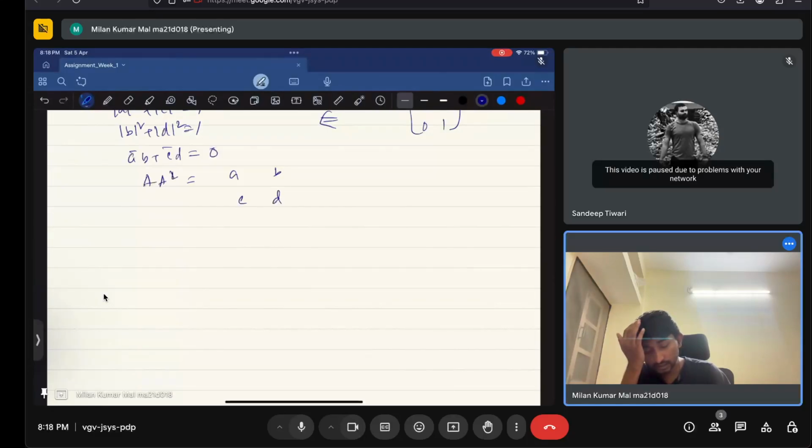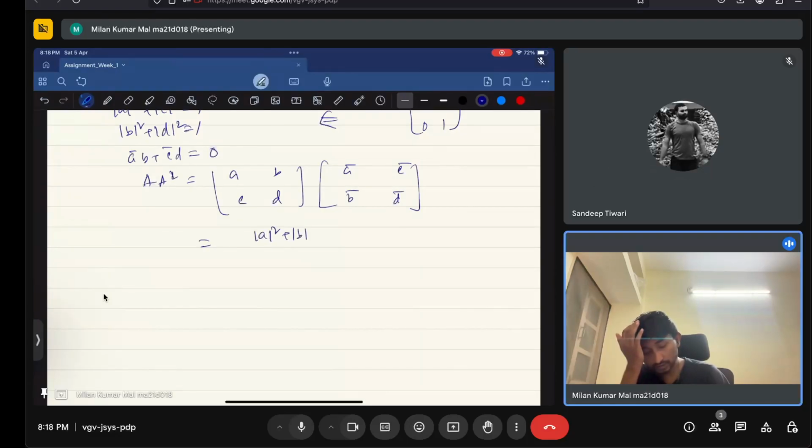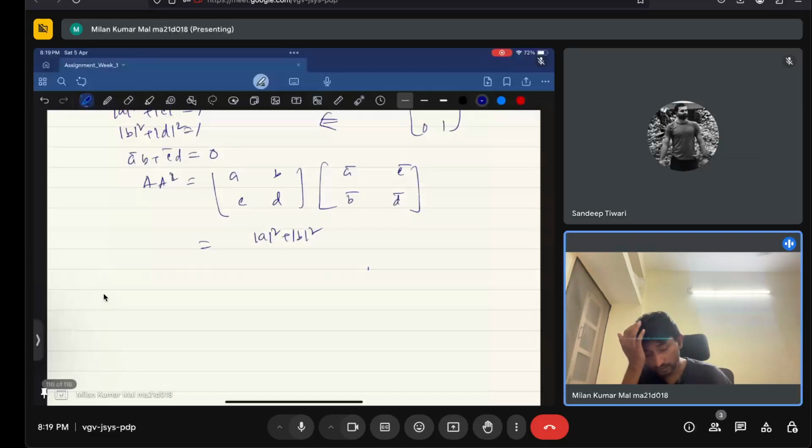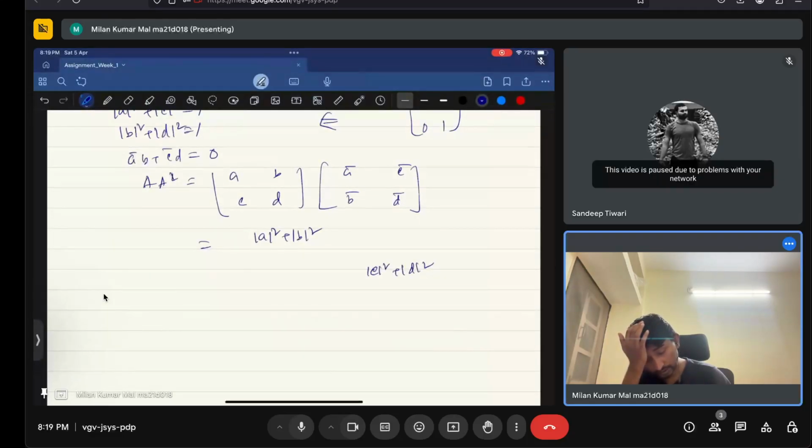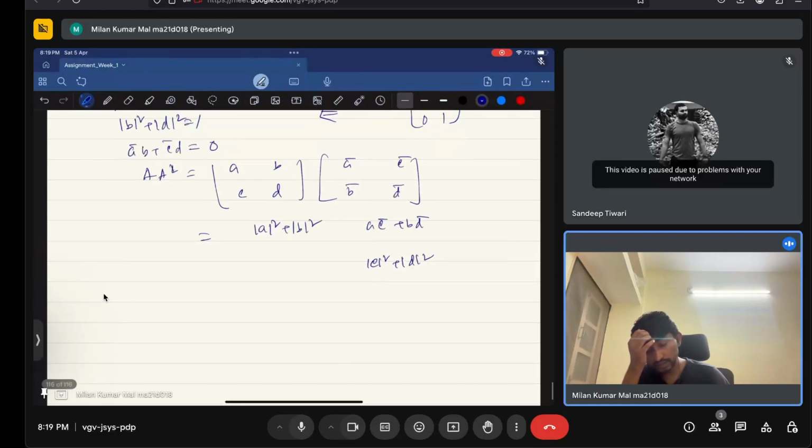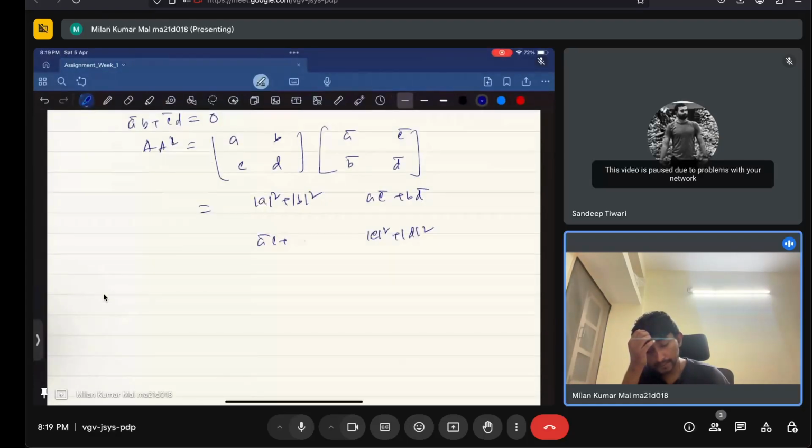A bar, C bar, B bar, D bar, that is equals to mod of A square plus mod of B square. This will be mod of C square plus mod of D square, and this will be AC bar plus BD bar. This will be A bar C plus B bar D, and this is equals to 1001.